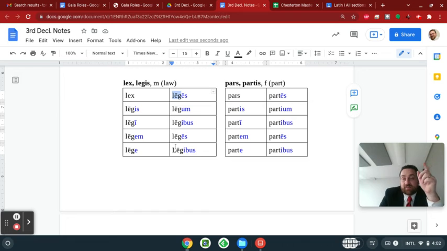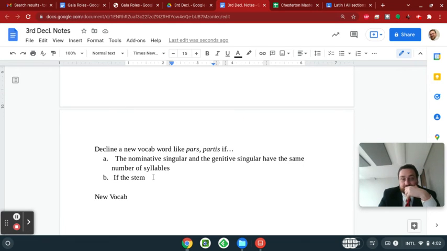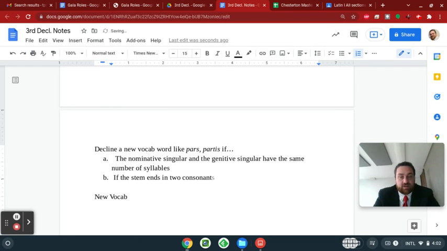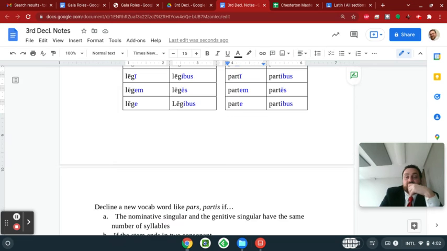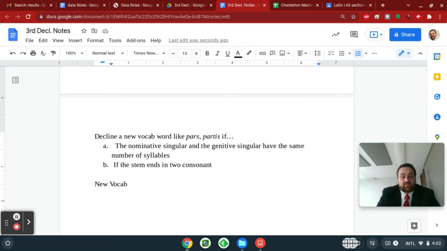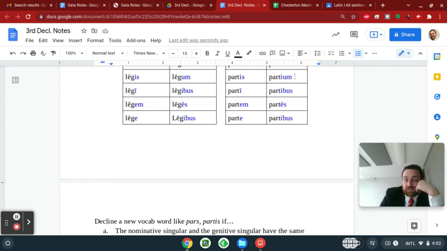So if the stem ends in two consonants, which are non-vowels, and so if we look at pars partus, our stem is part, and part ends in an RT. It does end in two non-vowels. And so reason B is why we decline pars partus the way we do, putting an ium in the genitive plural.